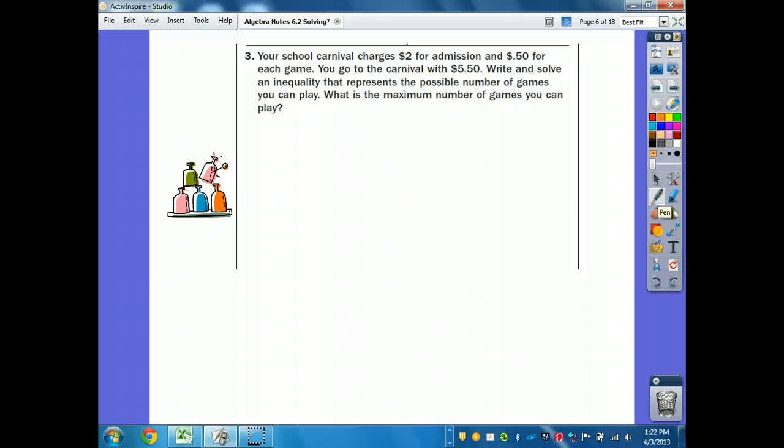Anyway, if your school carnival charges $2 for admission to get in, and they charge 50 cents for each game, you get $5.50 to go to the carnival with. Write and solve an inequality that represents a possible number of games that you can play. What is the maximum number of games that you can play? So think about the one we just did with the phone. Now let's write an inequality about the carnival and the money we have.